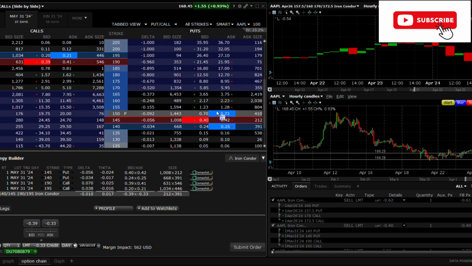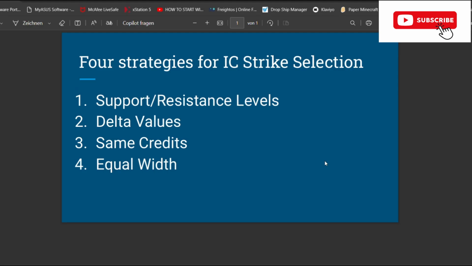Now the question comes, how do you select these strikes? Which strikes should you select for an Iron Condor? What are the different strategies available? This is something that we're going to look at today. The first one is looking at the support and resistance levels. So what does that mean?